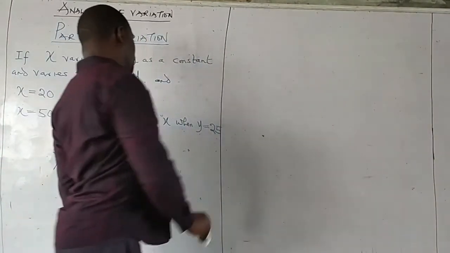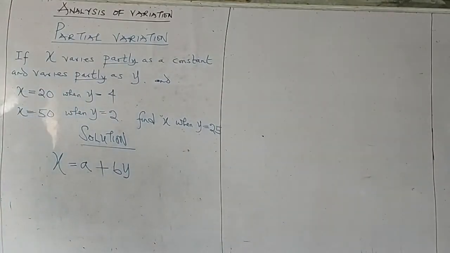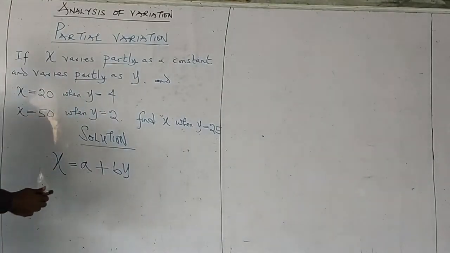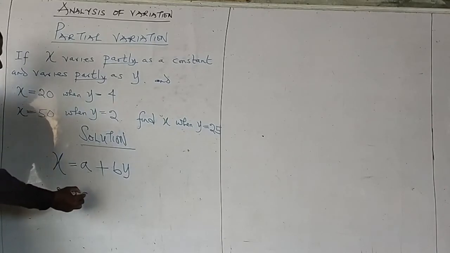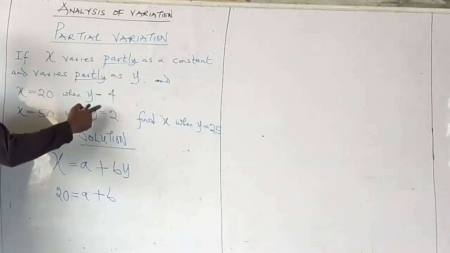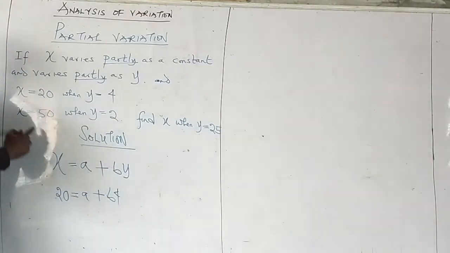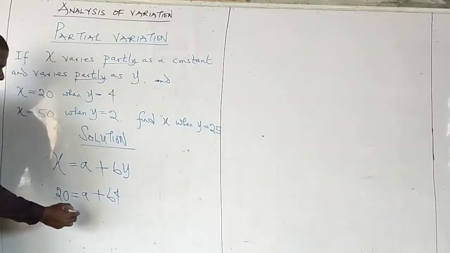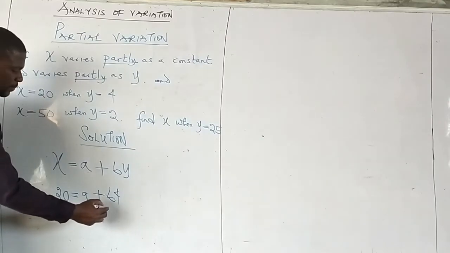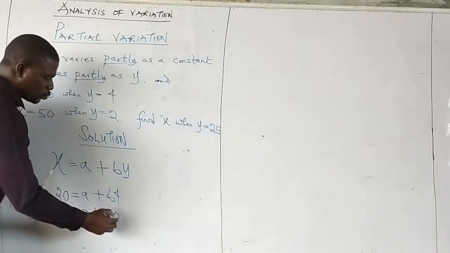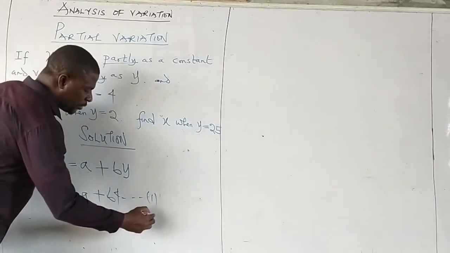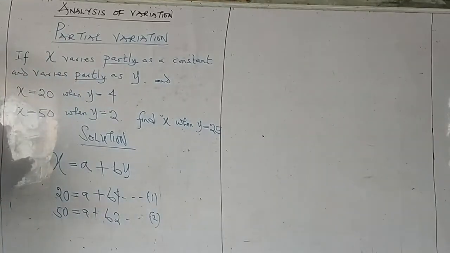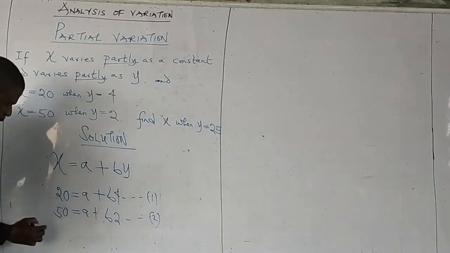Now with this, I can say x is 20, equals a plus b, what's y? 4. Then again, x is 50, equals a plus b, what's y? 2. So it will always form simultaneous equations. Do you understand the first one? They will always give you this one. So at any time it gets to this, you will always subtract.